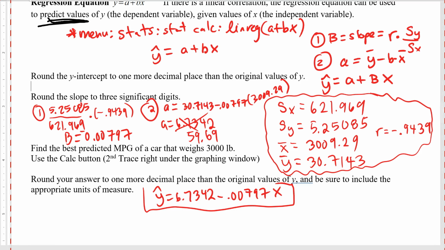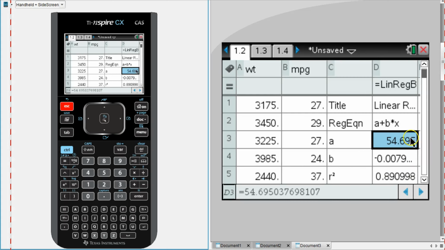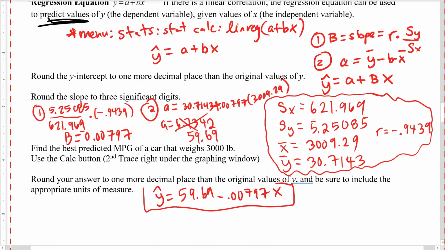So let's see if I can erase that. And we'll put 59.69. Sorry about that. So yeah, minus a negative makes that a big old plus, basically. And 54.69, see how that compares here, 54.69. We're looking good on that, 695.